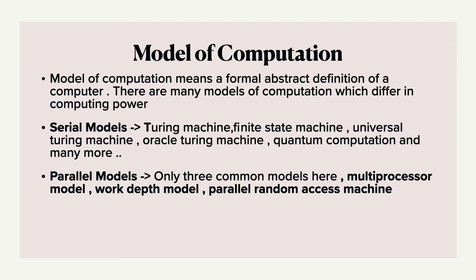So that means in a serial model our data is entered serially. And in parallel models, there are three main models here: the multiprocessor model, the work model, and parallel random access machines. So you have to learn which is your simple serial model and which is your simple parallel model. We have to learn serial models first. So let's start it.